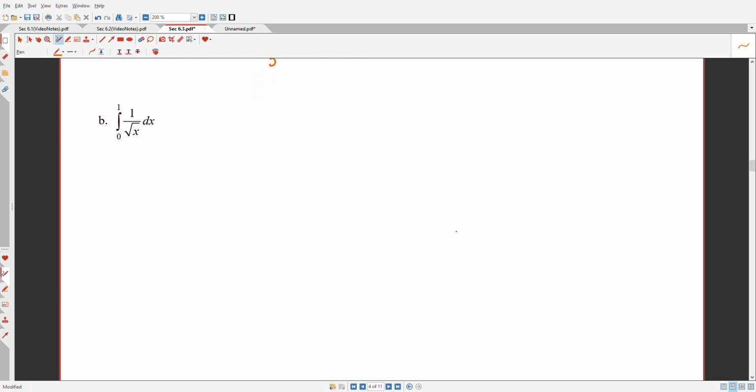Okay, example B may look a little trickier, but I promise it's not. We want to find the definite integral from 0 to 1 of 1 over square root x dx. And here's the thing, as we did when we were first differentiating these functions, it can be really helpful to write the square root as a power. That's x to the 1/2. And then we have x in the denominator, but that can be written as a negative power.